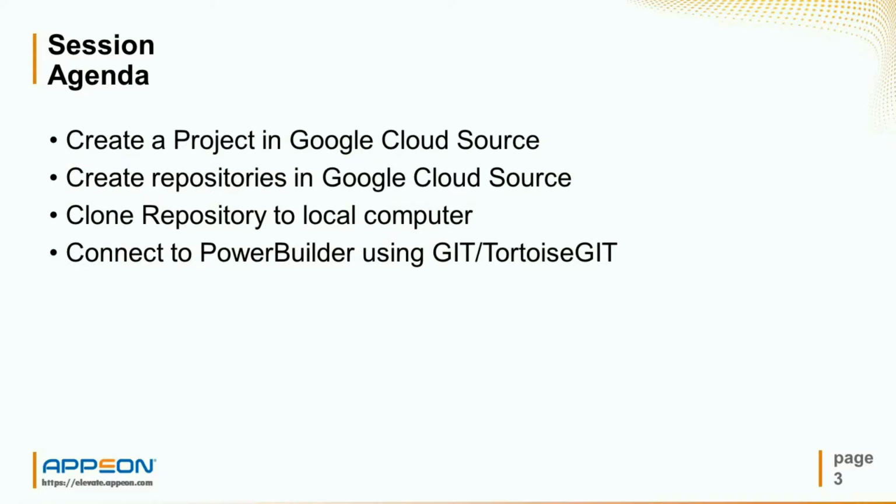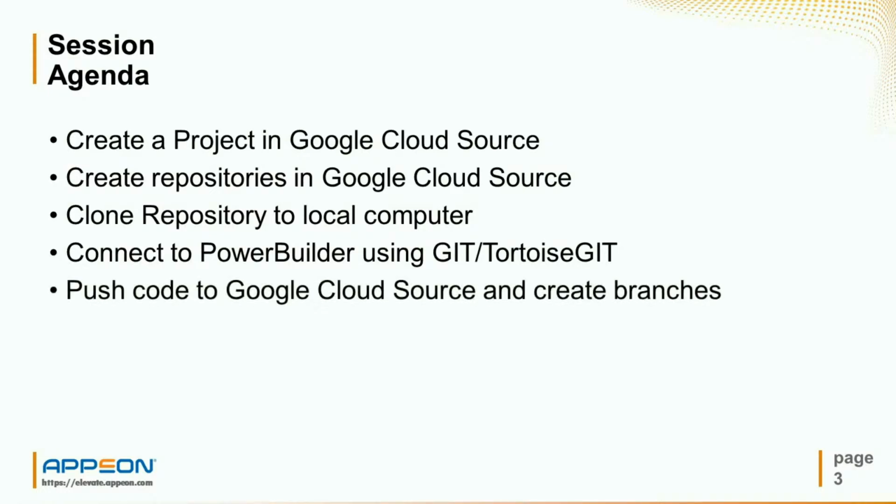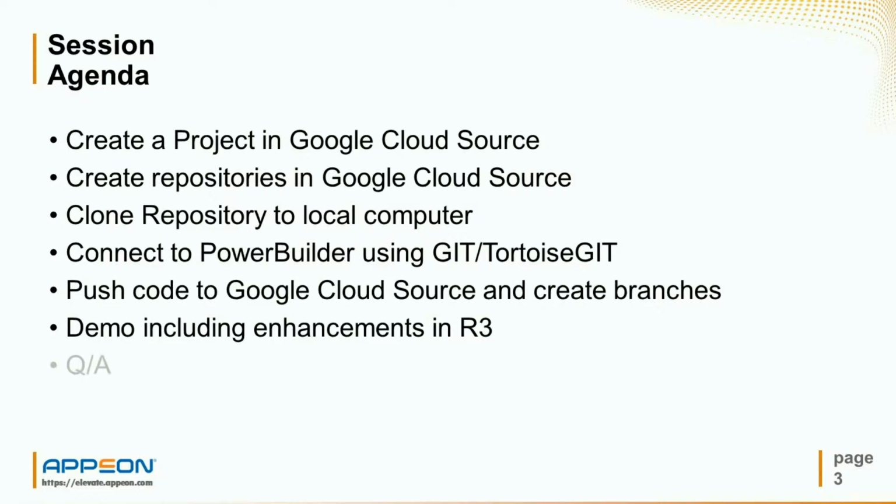And then we're going to connect to PowerBuilder using Git and TortoiseGIT. We're going to push the code to Google Cloud Source. And then we're going to create branches, and we'll show you the difference between creating branches in PowerBuilder 19 R2 and R3. And we'll do a full demo, including everything, including the enhancements in R3, which I think people will like. There's some good Git enhancements.